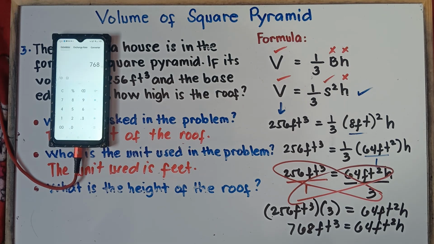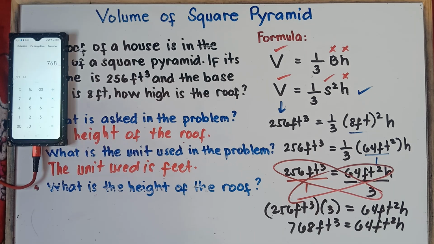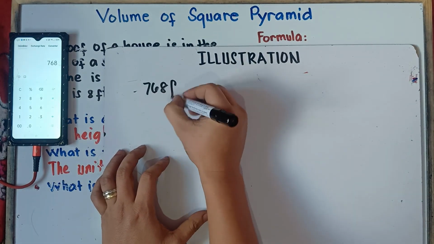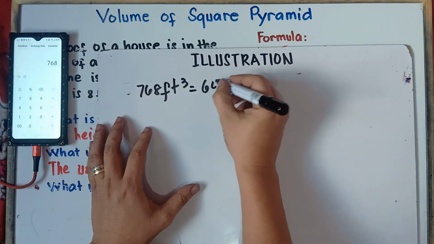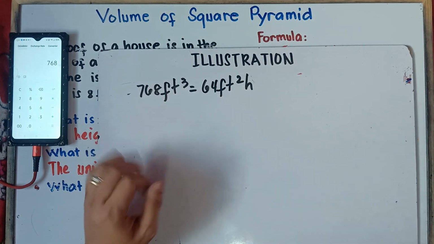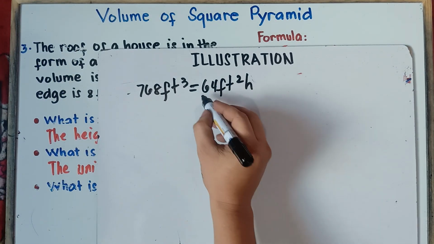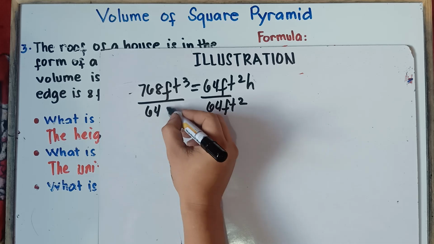Alright, so I hope you get this one, class. Simply multiply and then copy this one. And then final step, class, you divide both sides by 64 square feet so that the remaining equation will be only h. Let's have the solution here. Once again, last part: 768 cubic feet equals 64 feet squared, then h. Once again, class, last step. To get the value of h, you divide both sides by 64 feet square.